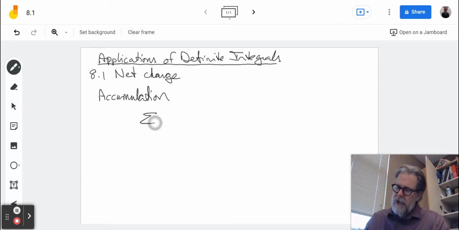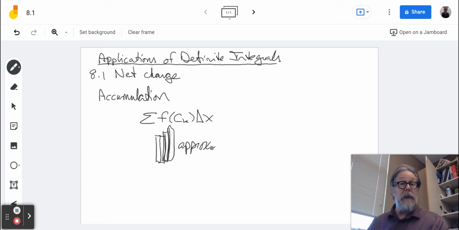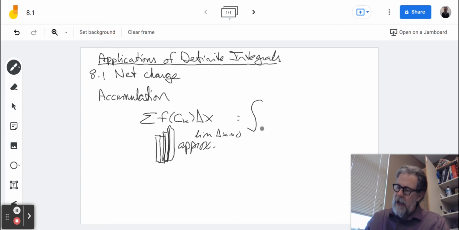So if we think about the sum of some function multiplied by the width of the rectangles in that function, we add up all these rectangles and we get an accumulation. It's a pretty decent approximation, or can be a decent approximation. Now, if we take the limit as delta x goes to 0, we get the integral from the beginning to the end of the same function, and this is an exact value.